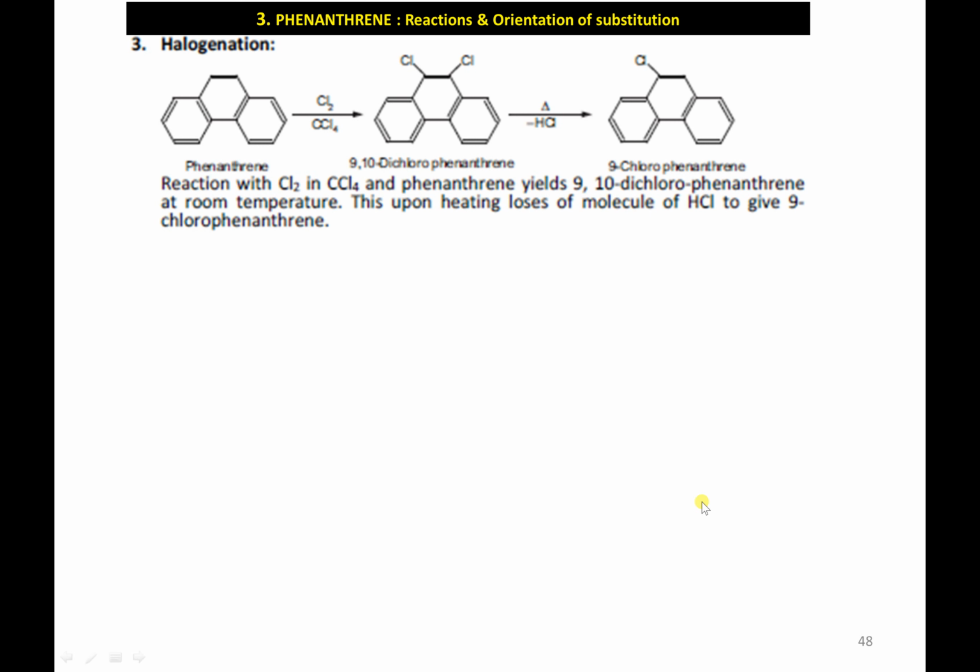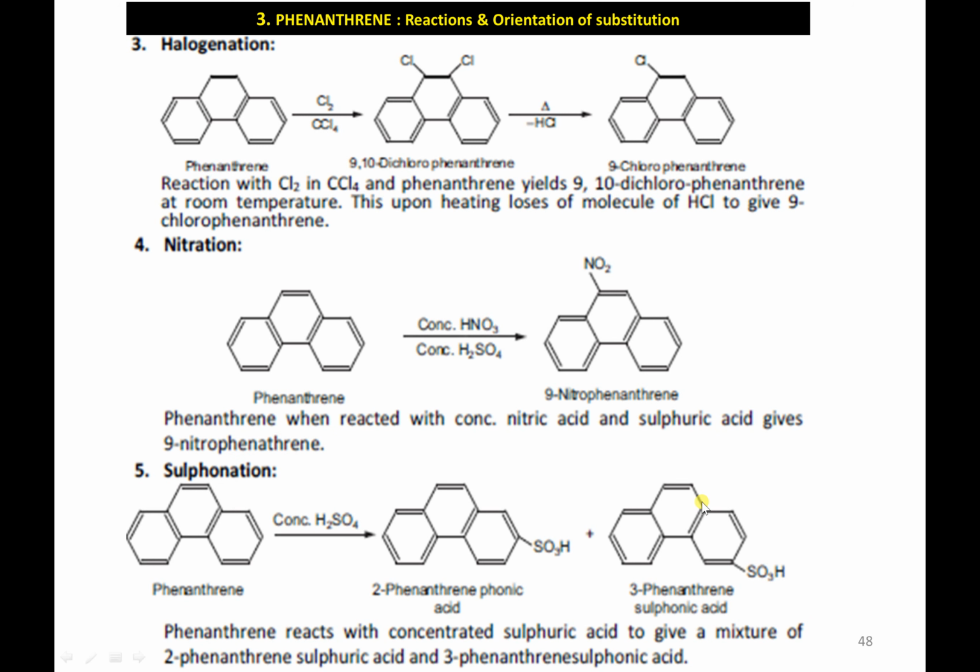Halogenation: you get a dihalo, which collapses again to the 9-halo with the classic chlorine and carbon tetrachloride condition. Nitration also gives 9-nitro with the normal nitrating mixture. Sulfonation will not go at the 9 position, but it will go at the 2-phenanthrene and 3-phenanthrene sulfonic acids.